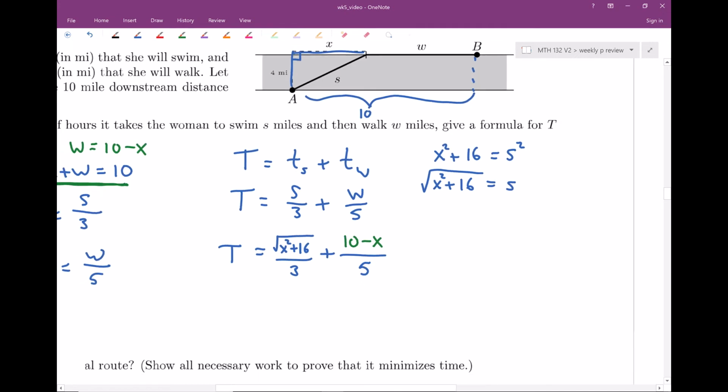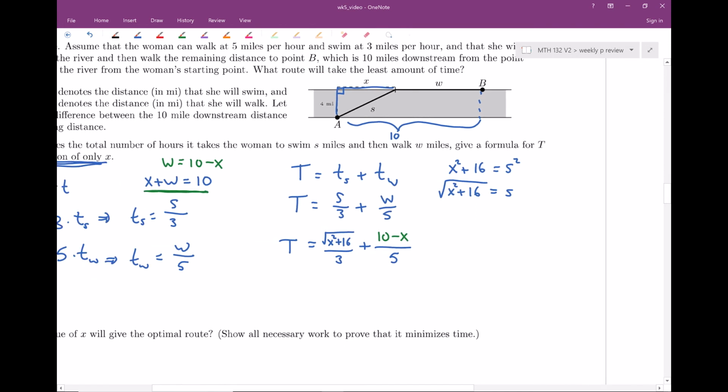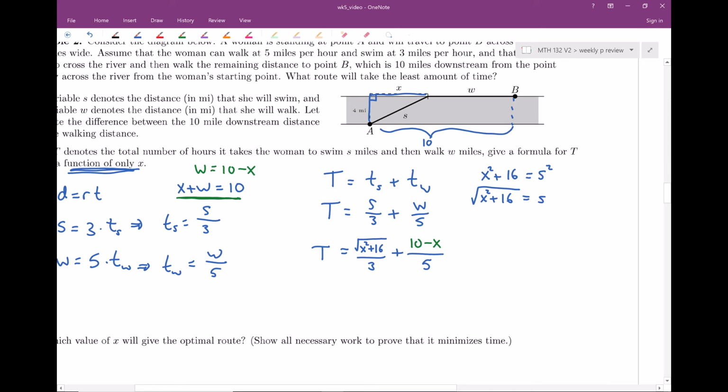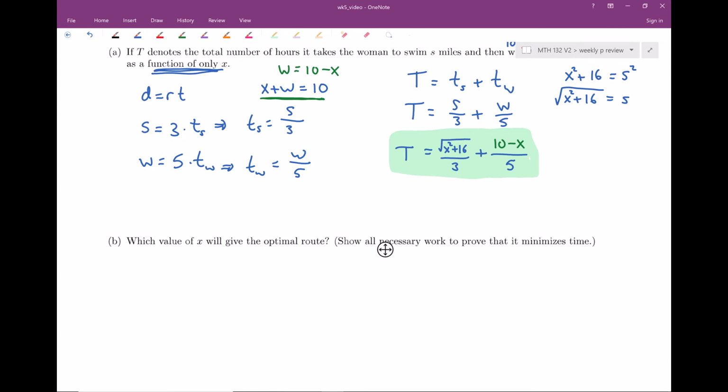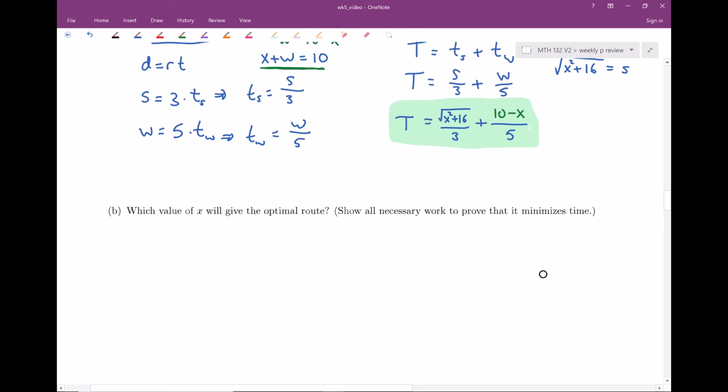And now I have my t, my total time that it takes to walk and swim, in terms of only x. So that's the big thing with these optimization questions: trying to figure out what equation you want to optimize. All right, reading this second part, again, which value of x will give us the optimal route that minimizes time? Again, yes, we want to prove that we minimize time.